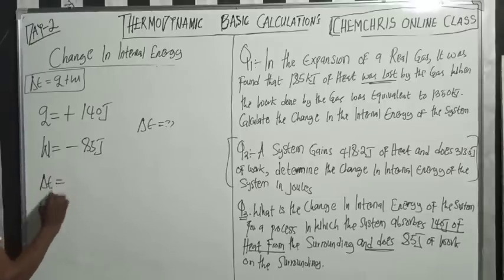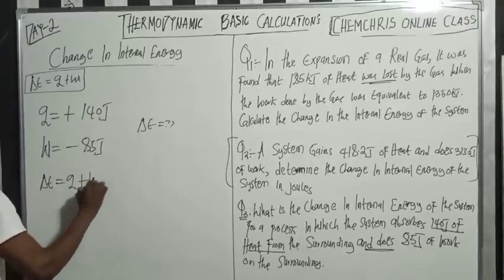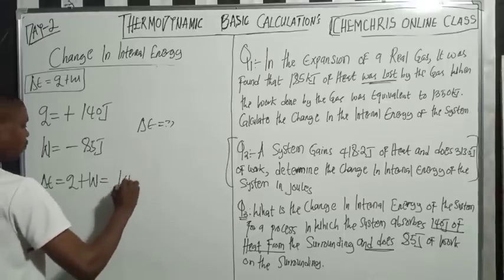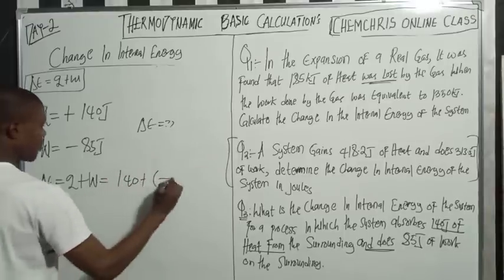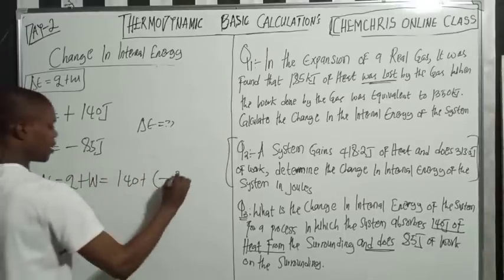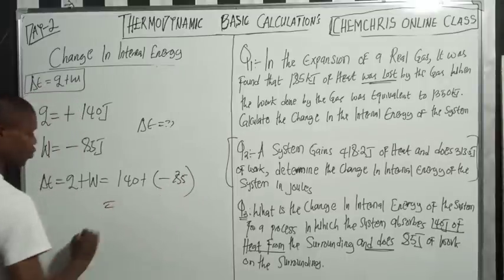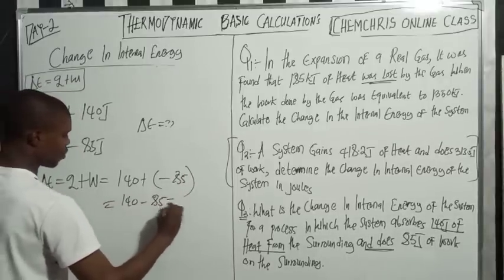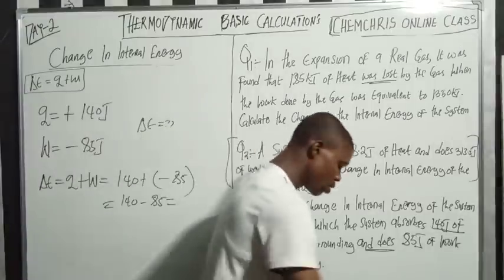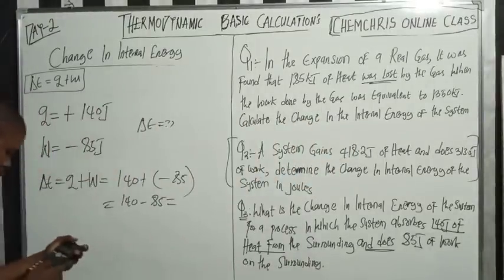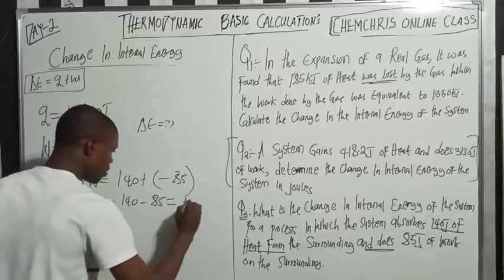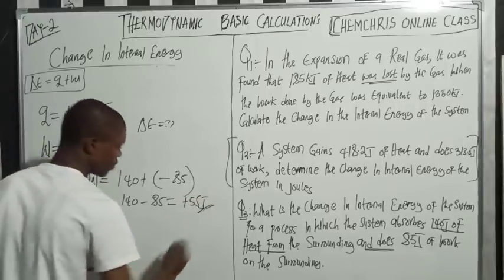It equals Q plus W. So input your values there. Q is 140, plus W which is minus 85. So we have 140 plus minus 85. What is the answer? You have 140 minus 85, which gives plus 55 joules.